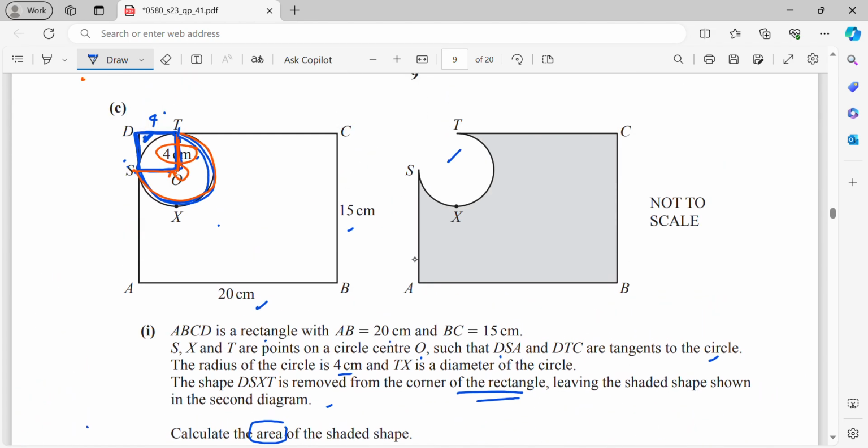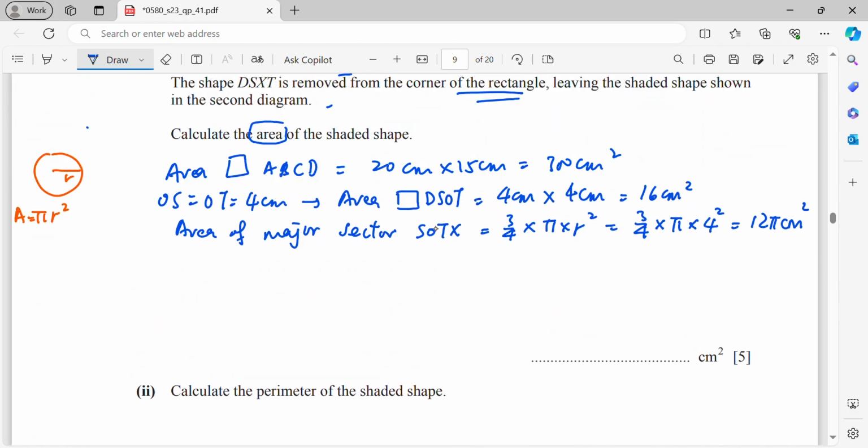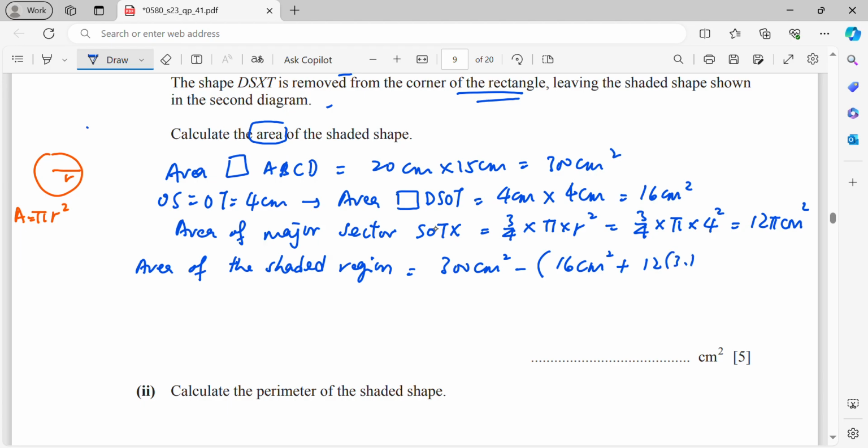Okay, so now to get the shaded region, it will be the whole rectangle ABCD minus the blue rectangle here, minus this sector. That will be my answer. So therefore I will write the area of the shaded region is basically 300 centimeter squared minus 16 centimeters squared plus 12 pi. So the pi I change to 3.142.